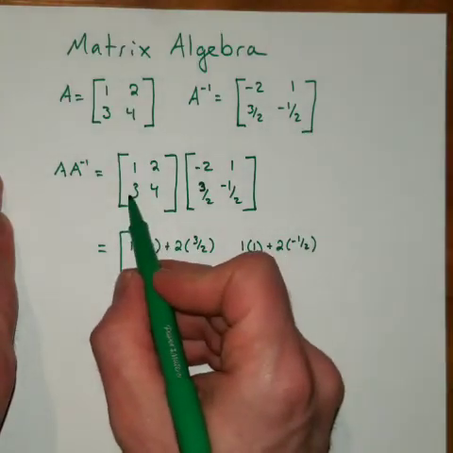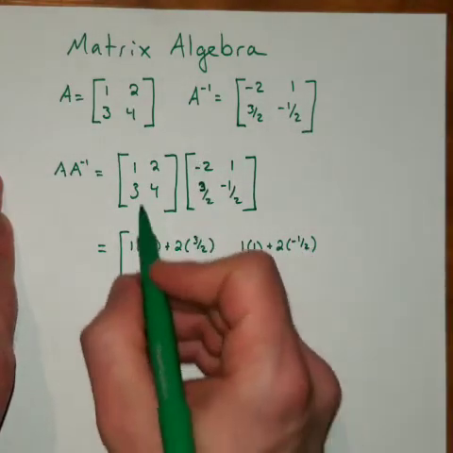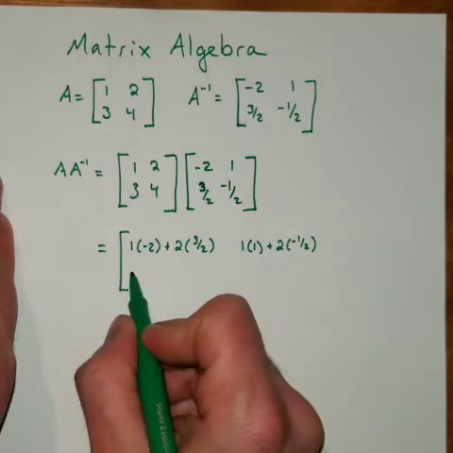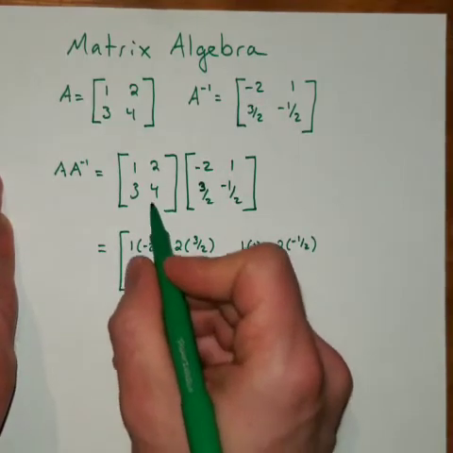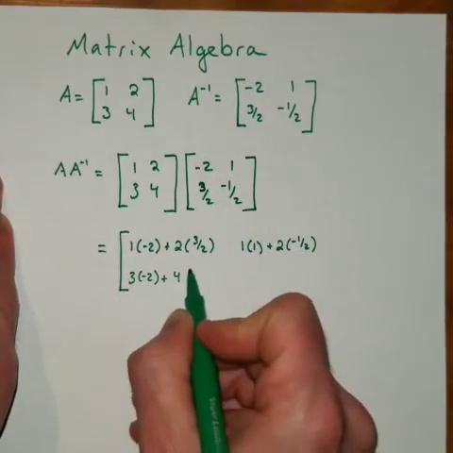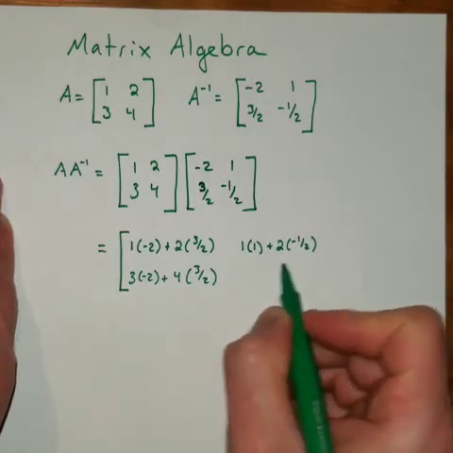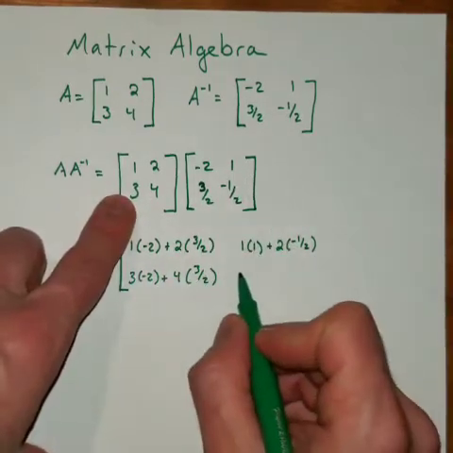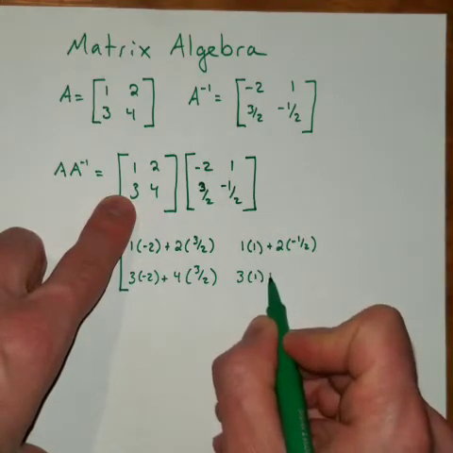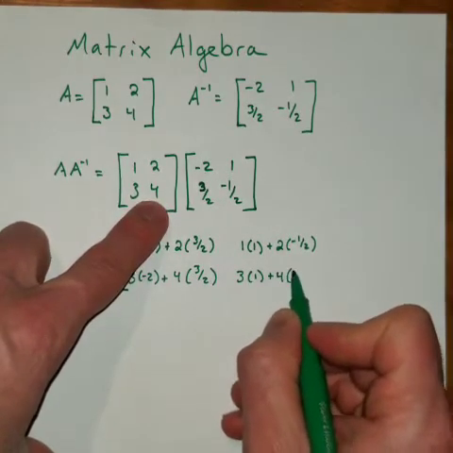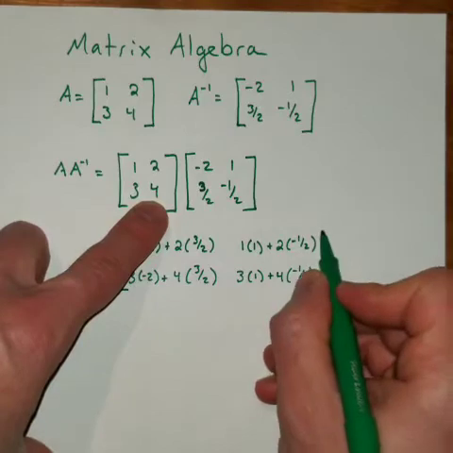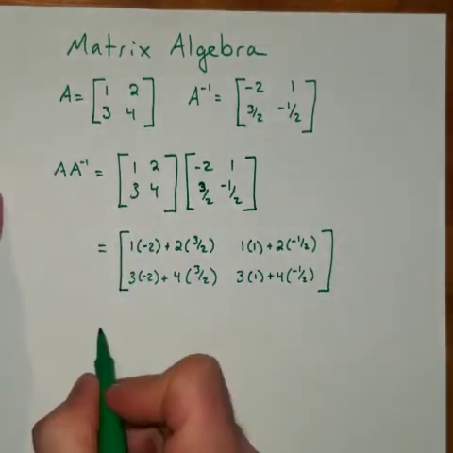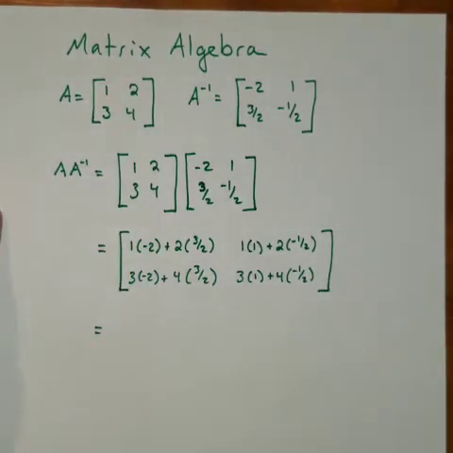Then we go second row, first column, 3 times -2, and 4 times 3/2. And then we go second row, second column, 3 times 1, plus 4 times -1/2. And upon simplifying this, I should get the identity.